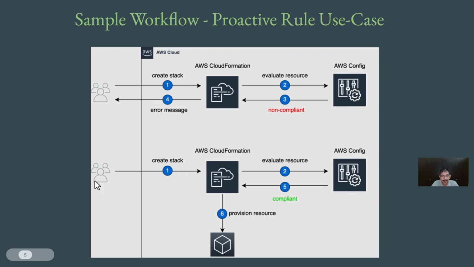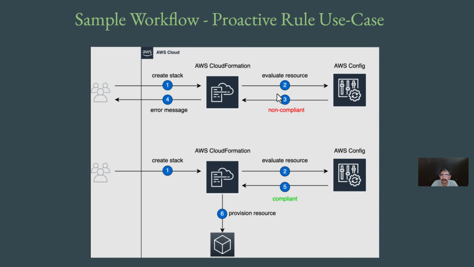Then after some hard efforts to make the code more secure, the user has again started to create a stack at CloudFormation level, hoping to create the resource. CloudFormation again will verify against AWS Config. AWS Config will say that this time all of the resources that the user is trying to create are compliant, and then CloudFormation, once it receives this positive response, will go ahead and provision the resource for the users. So this is where the proactive based evaluation mode proves to be useful, where even before the resources are created, we can verify whether the resource is compliant against the AWS rules or not. So this is the basic.